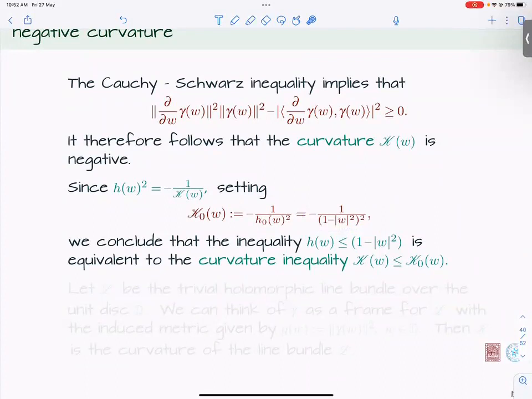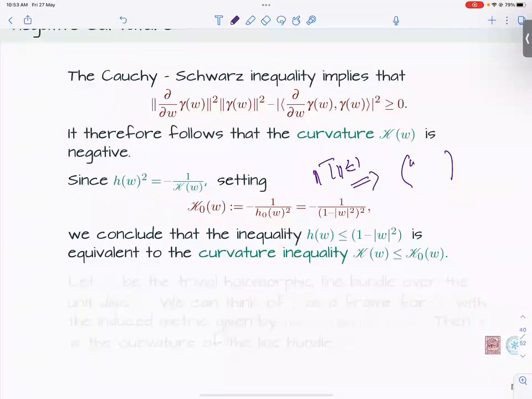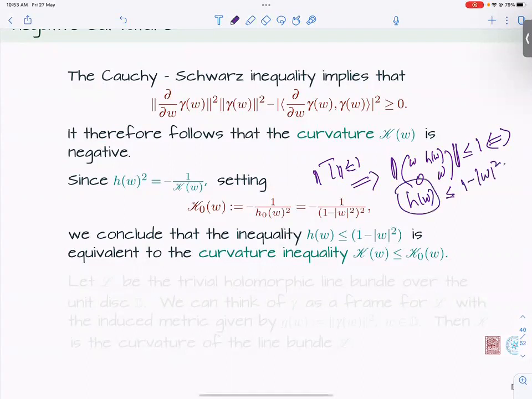If we say that you have this 2x2 matrix, which is a contraction, remember norm T less or equal to 1 implies, it's not an equivalence, but implies that this norm has to be less or equal to 1, but this is equivalent to H omega being less or equal to 1 minus absolute omega square. But this H omega is nothing but the negative of the curvature to the power minus half. Now, if you put all that together, then you will find that this H omega is less or equal to this quantity.